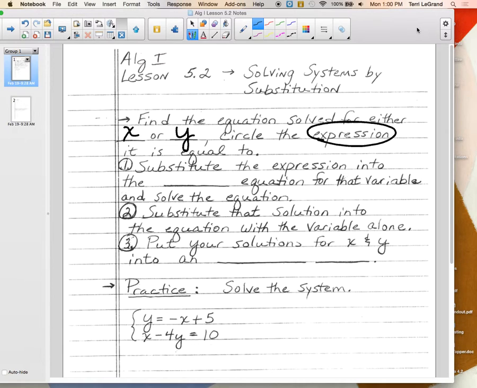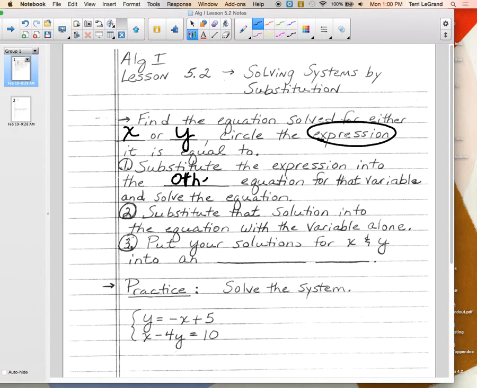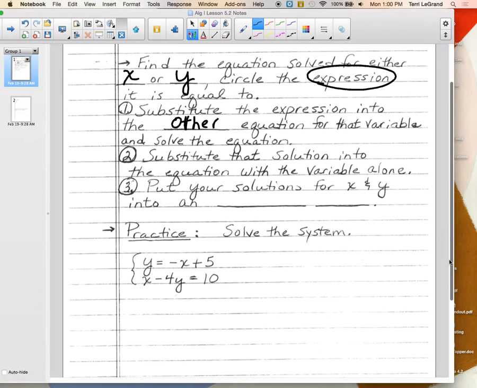Okay, then, here are our steps. Substitute the expression into the other equation. So we've found the equation set equal to x or y, and we've circled the expression. We're going to substitute that expression into the other equation for that variable. So if it was equal to x, it's got to go in place of an x. If it was equal to y, it's got to go in place of a y. And then we're going to solve that equation.